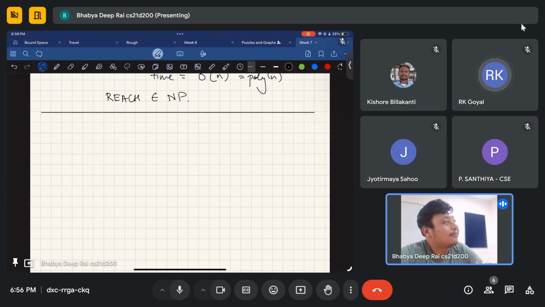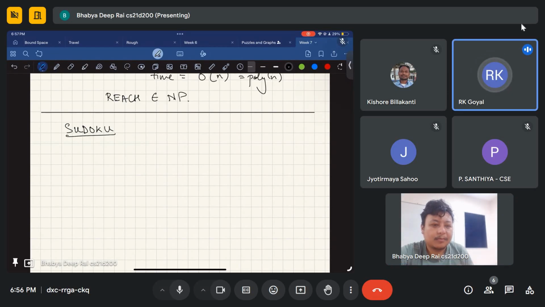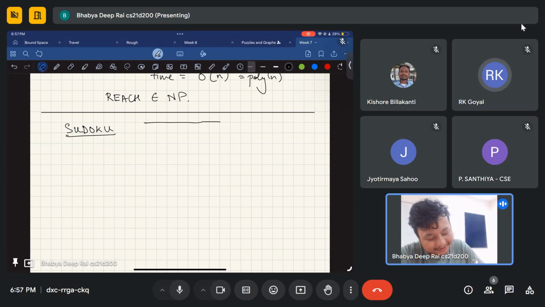Let's look at Sudoku. I hope you have played Sudoku once. If you've not played, I'll explain the game. Do you know Sudoku? Or is there someone who does not know what Sudoku is? So what happens in Sudoku? Sudoku is a game which is like a 9x9 grid.